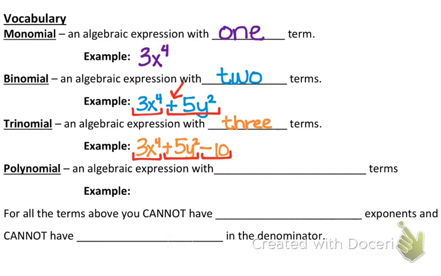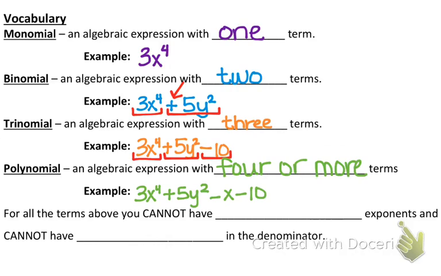A polynomial is an algebraic expression with four or more terms. We use the general term polynomial to describe something that has four or more terms. So, we have 3x to the 4th plus 5y squared minus x minus 10. In this case, this polynomial has four terms separated by addition and subtraction.